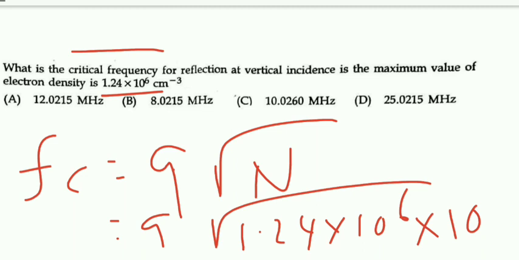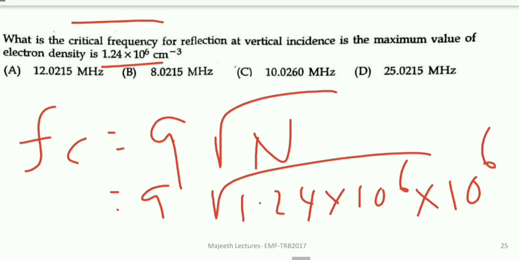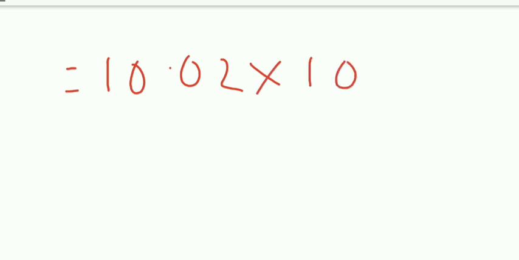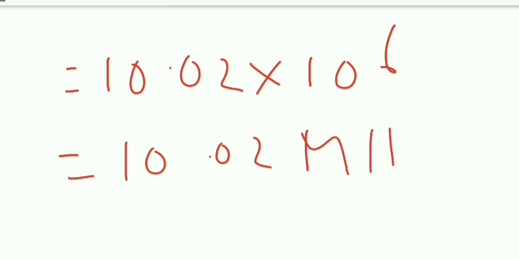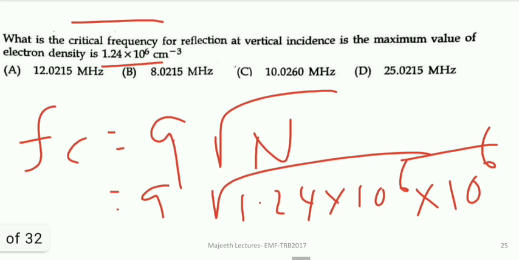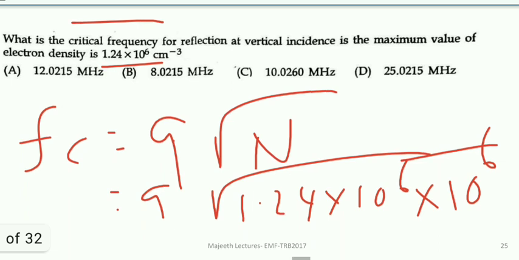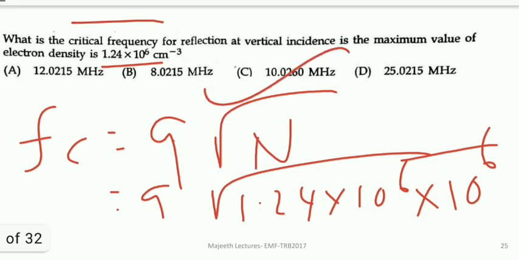So just now only in the previous problem I told, if you want to convert cubic centimeter into cubic meter, multiply by 10 power 6. So I multiply by 10 power 6, and if you simplify, what you get is 10.02 into 10 power 6, so 10.02 megahertz. So the option, 10.02 megahertz, option C is the right answer.